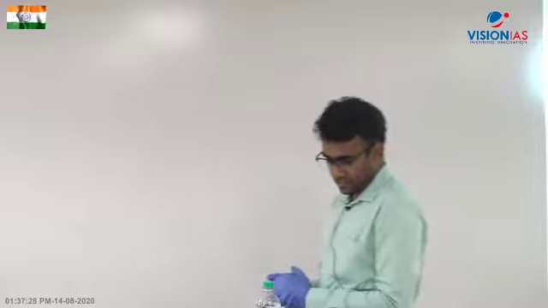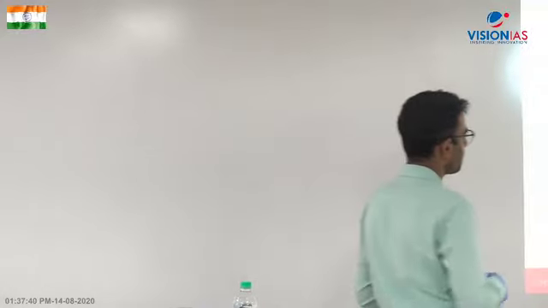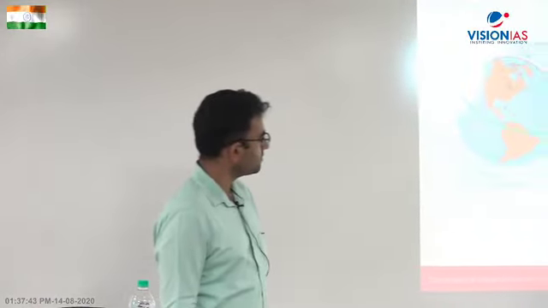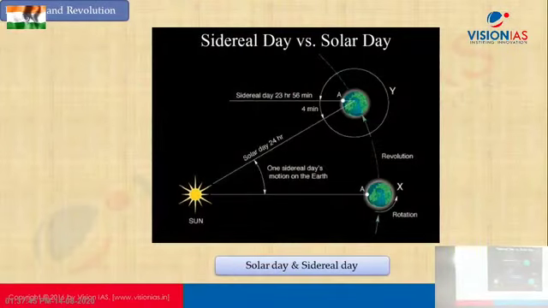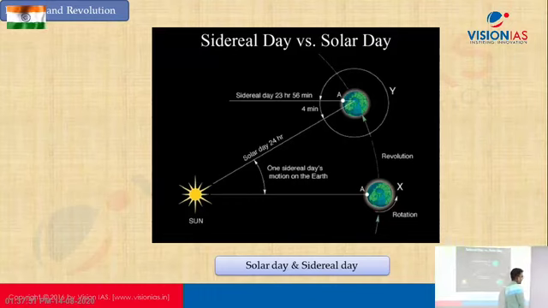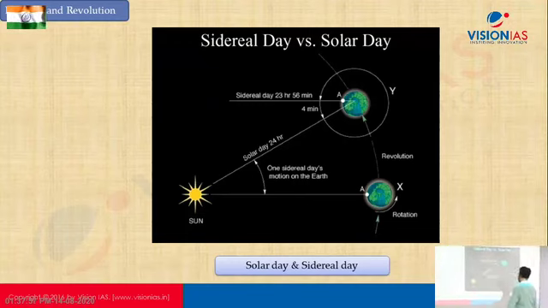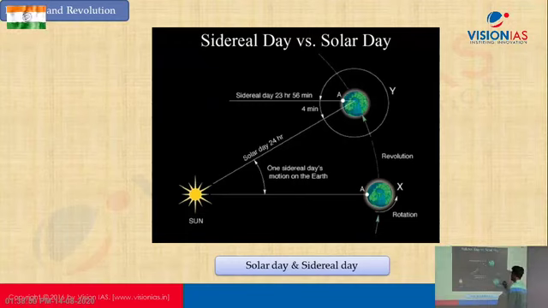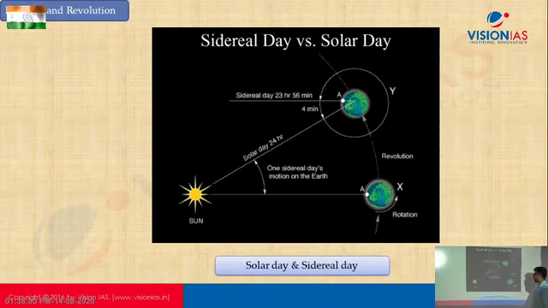And with respect to the period of rotation, there was this concept of the solar day and sidereal day. Let me just explain again what is solar day and sidereal day. Some of you might be confused about this. The period of rotation is basically the time taken to complete one rotation. If we calculate the time required to complete exactly 360 degrees of rotation, we call it a sidereal day, which is equivalent to 23 hours 56 minutes.